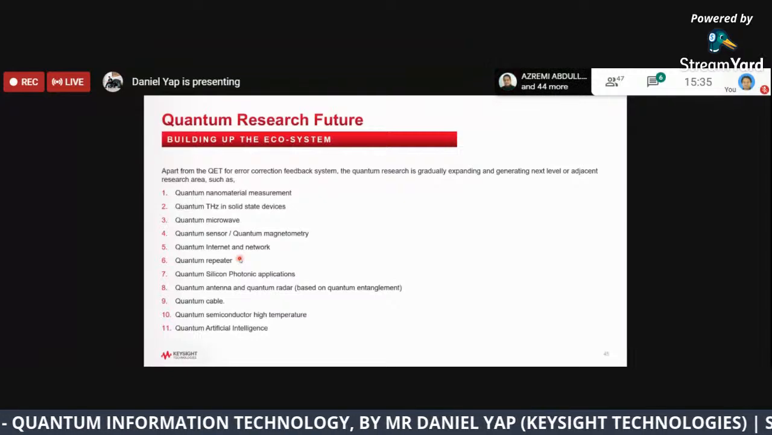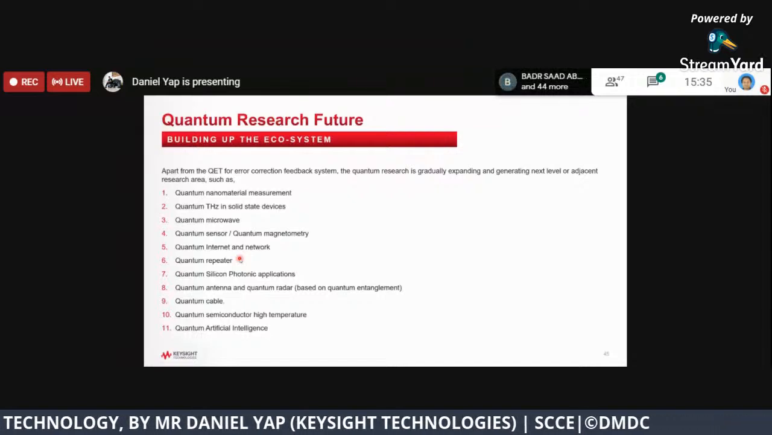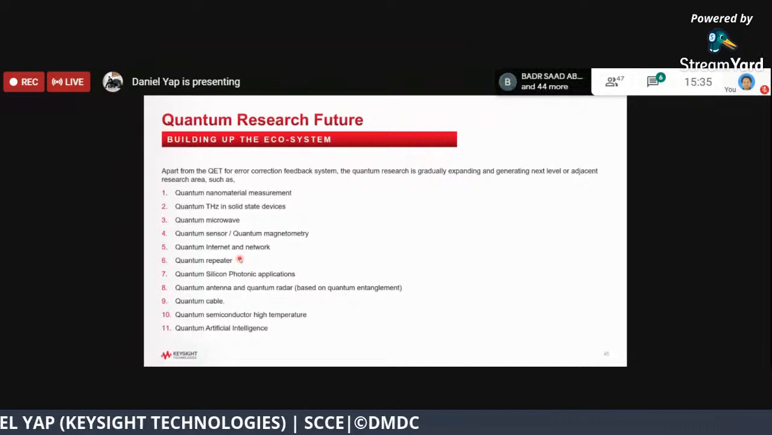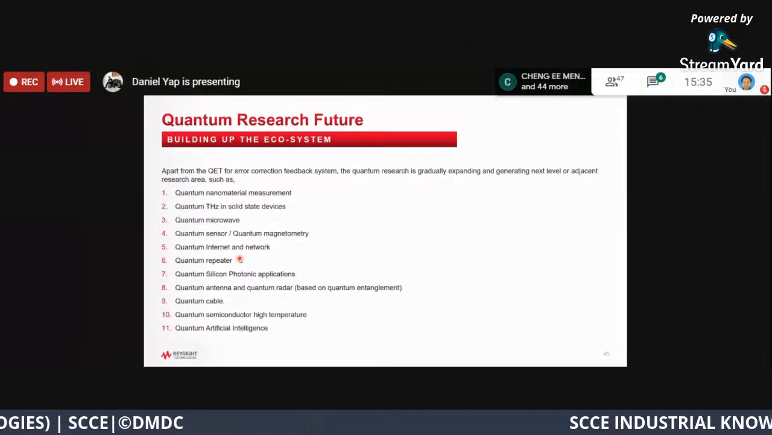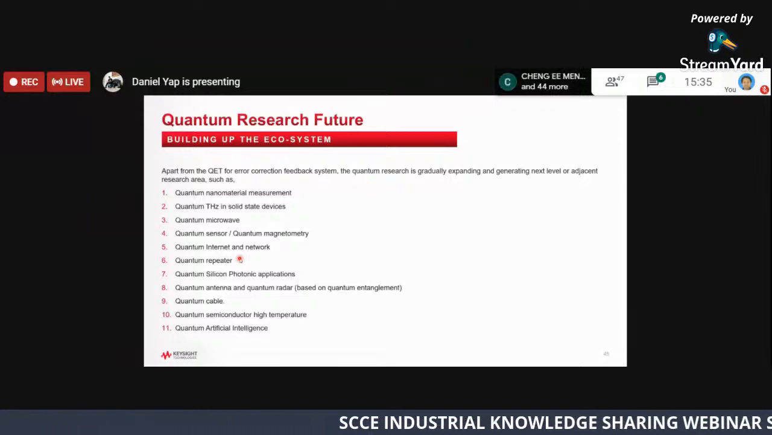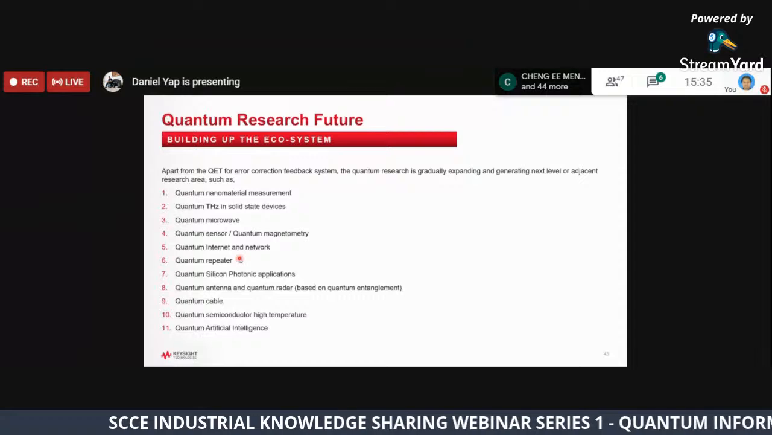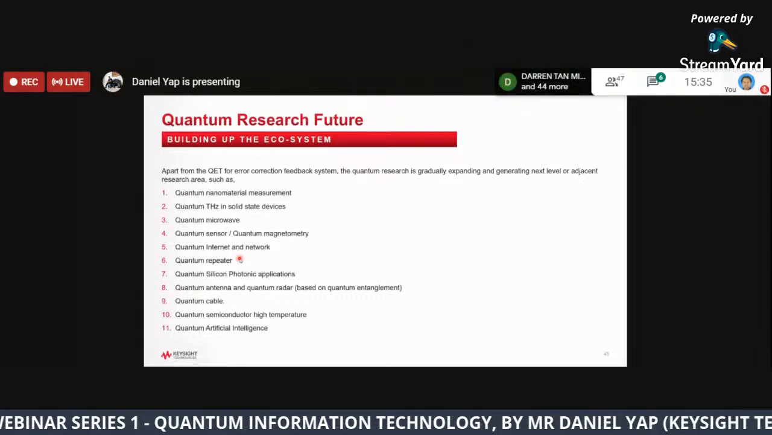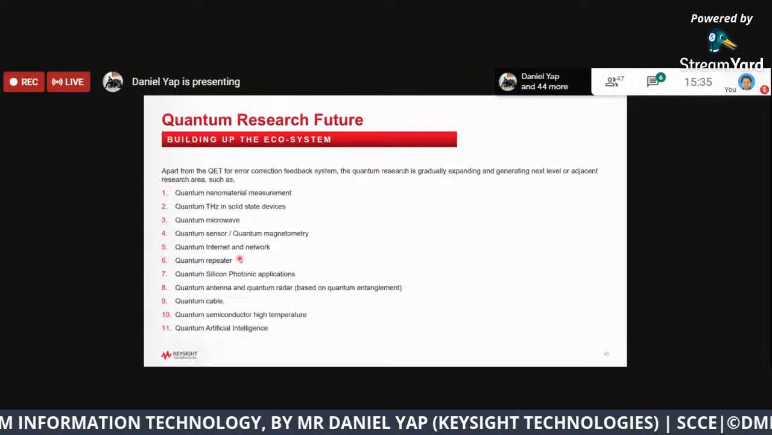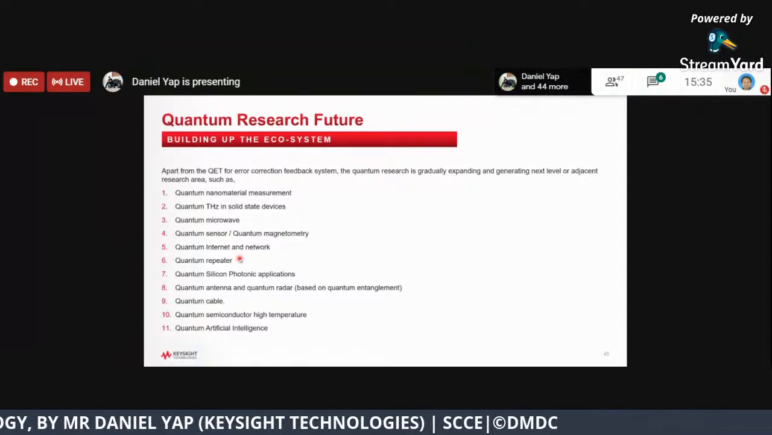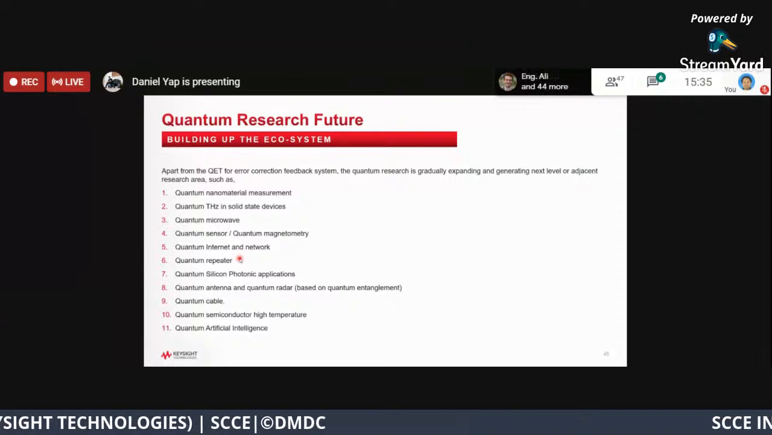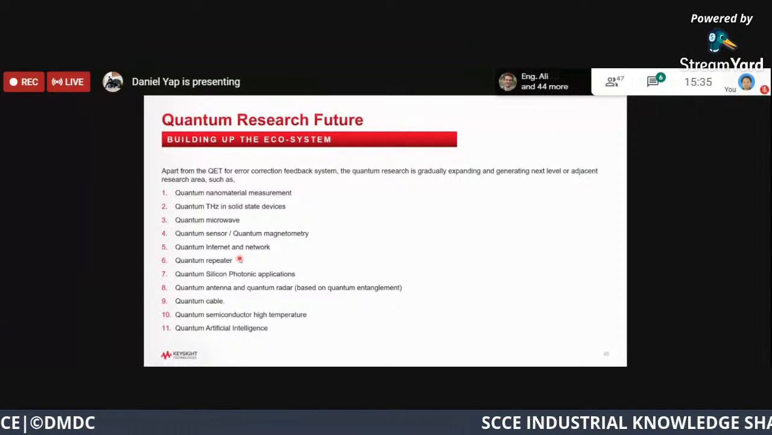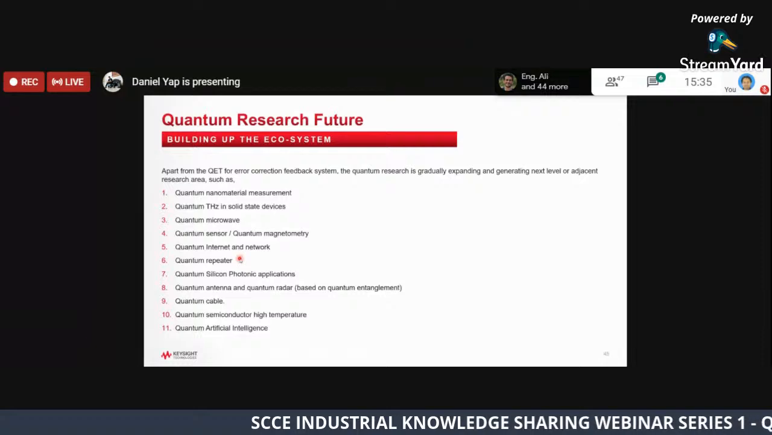I would say in Malaysia, probably only two universities do have quantum, but they do not have a quantum laboratory. The quantum experimental lab is still very much theory based. Probably this is something the Malaysian government might want to look at in the future.